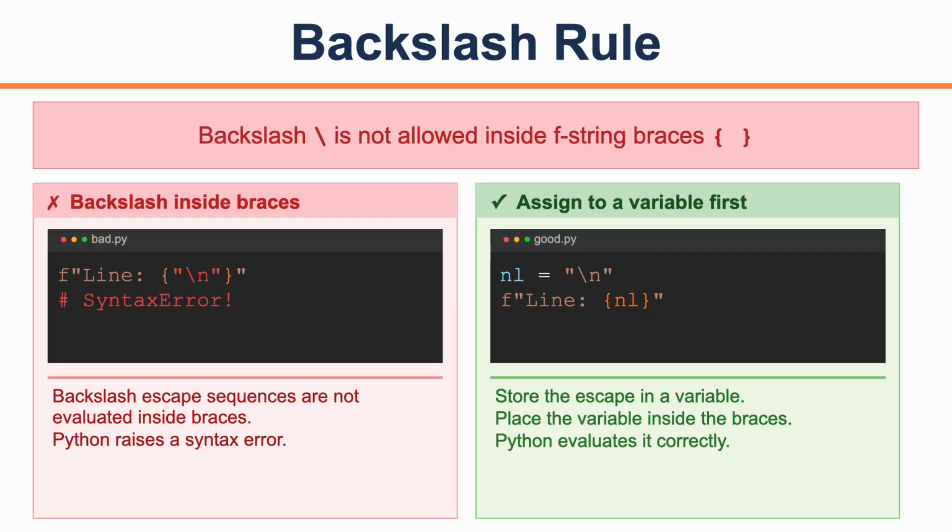A backslash cannot be used inside the curly braces of an f-string. Python does not allow escape sequences inside placeholders. If you need a new line or tab character in your output, assign it to a variable first, and then place that variable inside the braces.